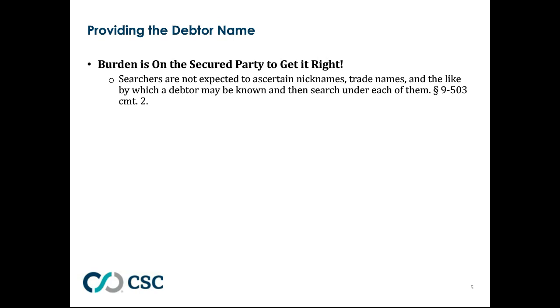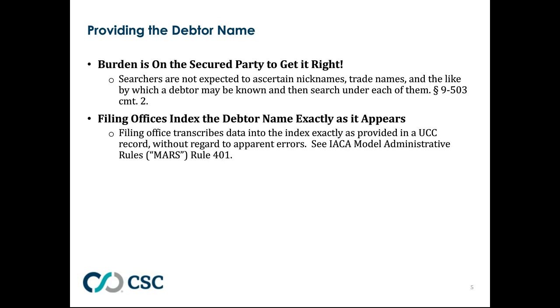That's because it's not the searcher's responsibility to figure out what debtor name or names or name variations they need to search. They need to just look up the correct name and do their search that way. So the burden is on the secured party as the beneficiary of the security interest.